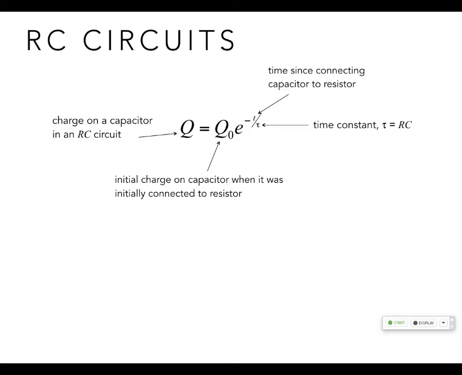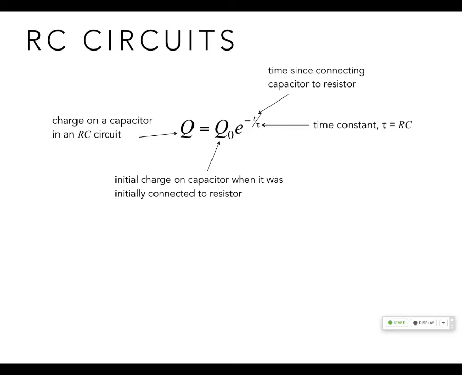Ohms times farads gives seconds. I thought tau was torque. You thought tau was what? Torque? Yes, it is, but don't worry about that. And that e is exponential, 2.73 or whatever e is. E to the stuff. Okay, that's funny.